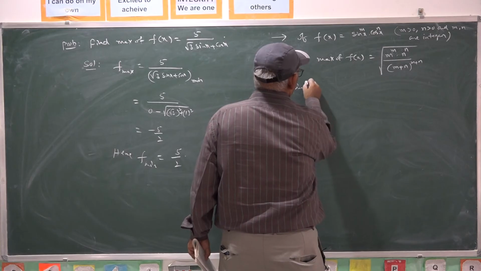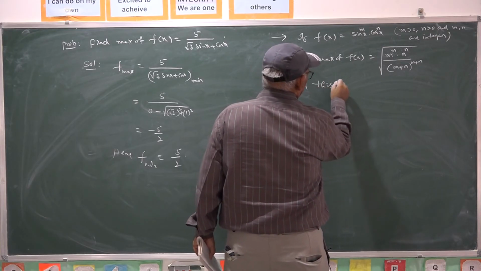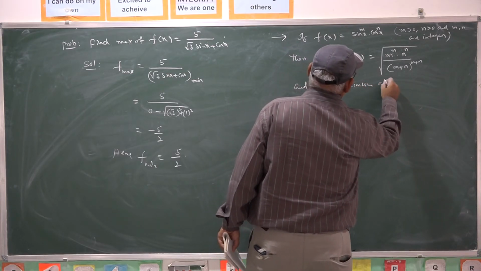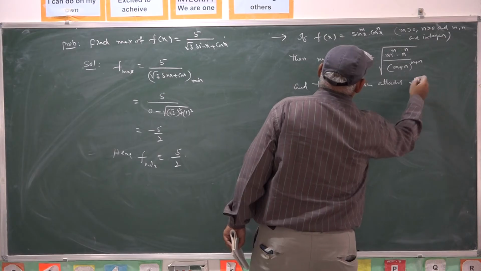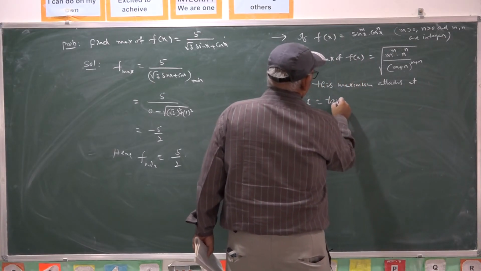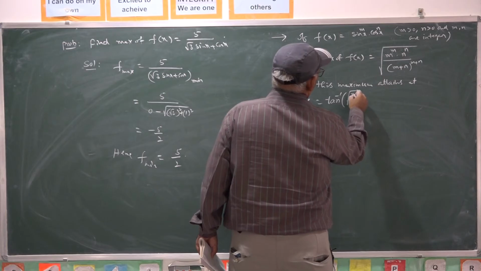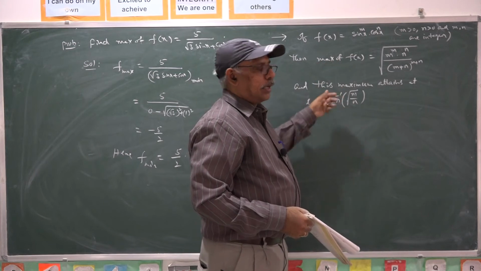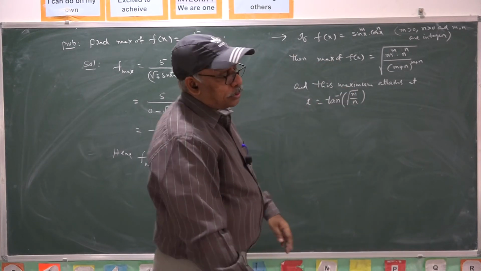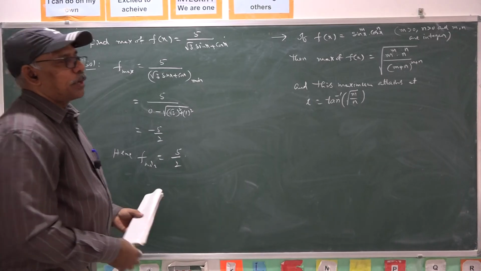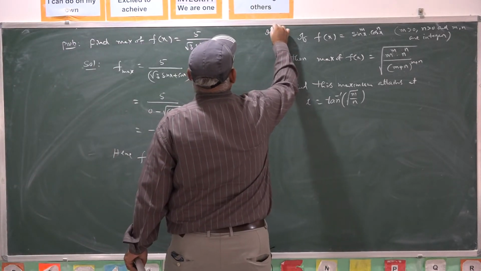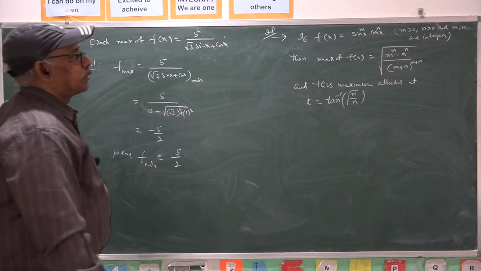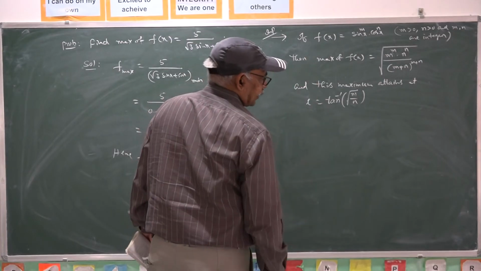And at the same time, this maximum is attained at x equal to tan inverse root m by n. This is also an important point. This maximum value exists particularly at x equal to tan inverse root m by n. That is one more important result, and one more important formula in dealing with the maximum of such trigonometric functions.